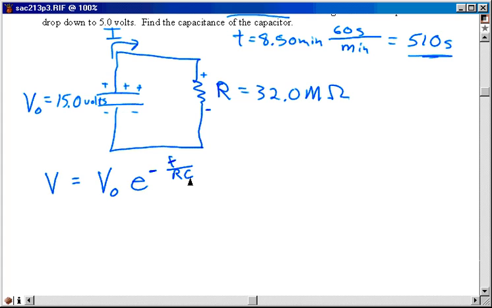So we got to solve this for C. Let's see, we're given t. We know R. We have V0 is 15 volts, and the final voltage V is 5 volts. We know everything but C. It's just a matter of solving this one equation for C. So I got to get C all by itself on the left-hand side of the equation. Let's divide both sides by V0 to start with.